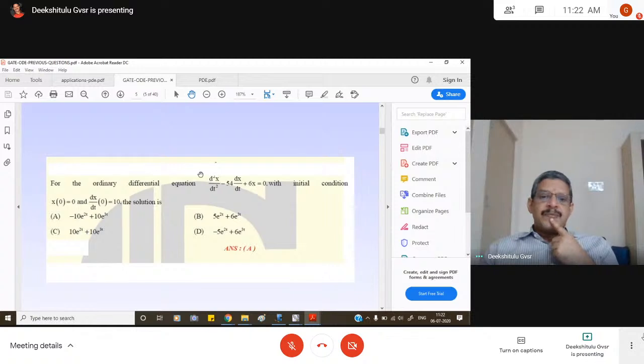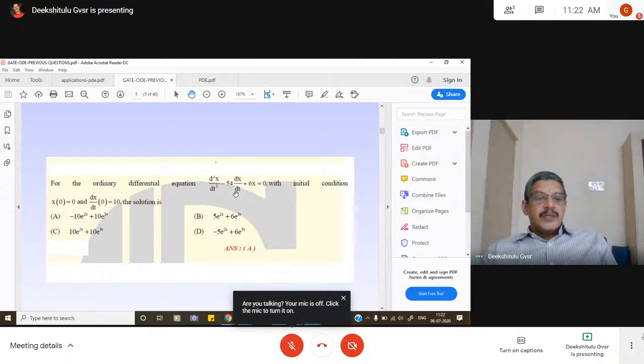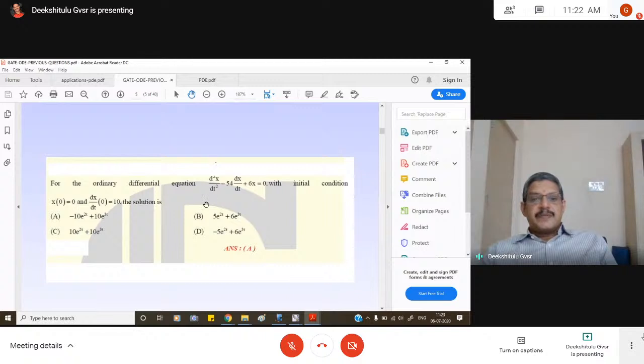So first, d square x by dt square minus 54 dx by dt plus 6x is equal to 0. This is a homogeneous equation in x. For the solution you have to consider the auxiliary equation m square minus 54m plus 6 is equal to 0. I think there is some mistake somewhere, it should be 5. It's not 54. d square x by dt square minus 5 dx by dt plus 6x is equal to 0. Then you will get the complementary function.